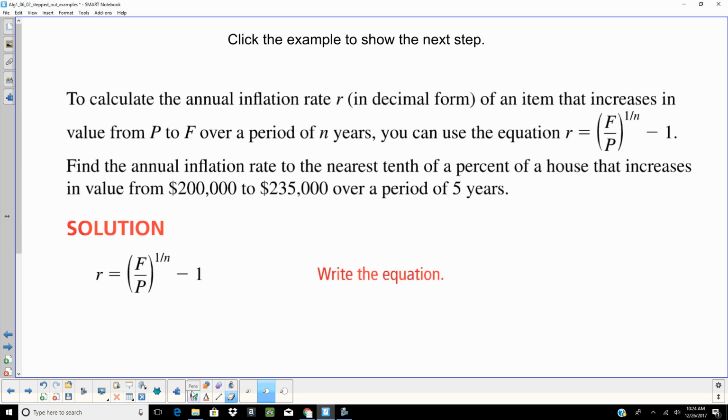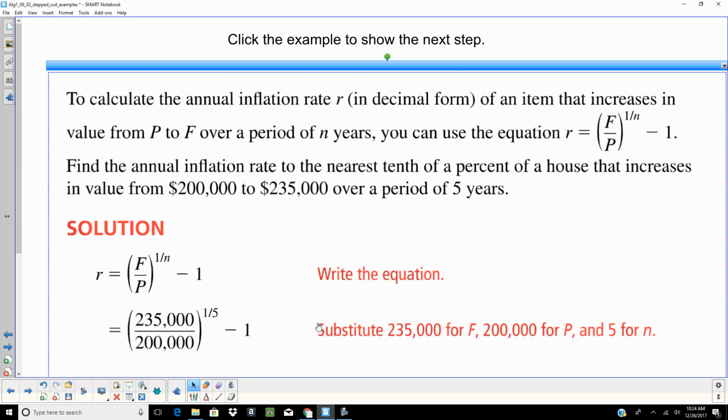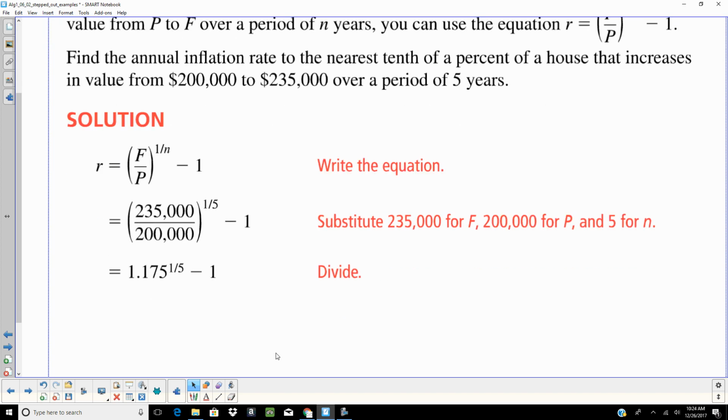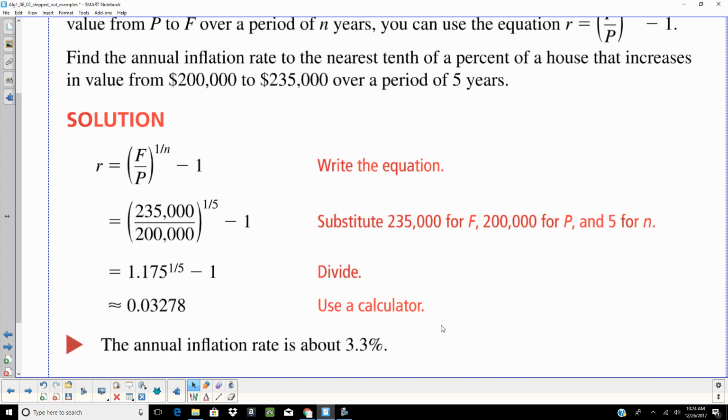There's our basic equation. Plug in the future value, the present value, the number of years, 1 over 5 minus 1. I would use calculator work for this. Make sure for rates, you have to move that decimal 2 places. So it's about 3.3%.